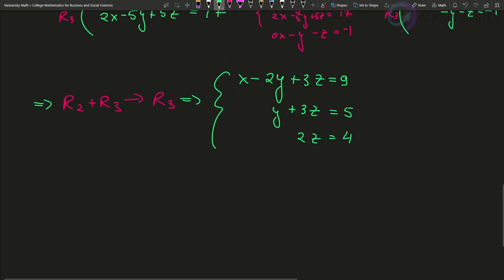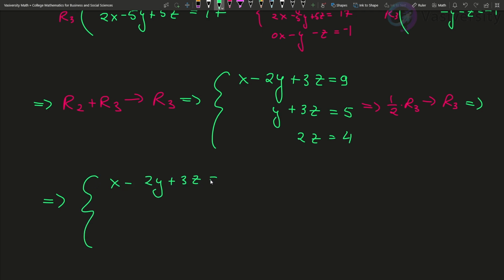Okay, and then our last step here is we're going to have 1/2 times row 3, change row 3, so we're going to divide row 3 by 2, so we get rid of the coefficient 2 in front of the z. Right, and so our row echelon form of the equation that I showed you in the beginning is going to be x minus 2y plus 3z is equal to 9, y plus 3z is equal to 5, z is equal to 2. And once again, if we solve the equation, we can plug it back in, and we're going to have 1 comma negative 1, 2 as our solution.